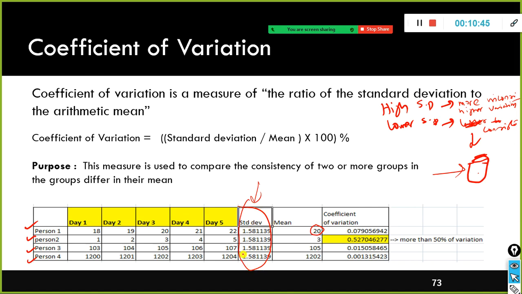Now the standard deviation is same in all the data sets. Instead of mean, now in this case, all the data sets' standard deviation is same. So in that kind of situation, to identify the variability, what we will do is we will take the ratio of the standard deviation to the mean. Standard deviation divided by mean. So 1.58 divided by 20, you get this value, right? So this is your coefficient of variation.